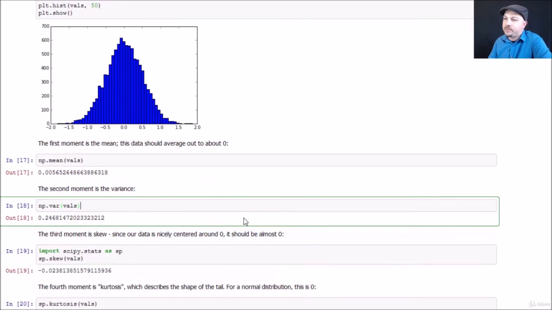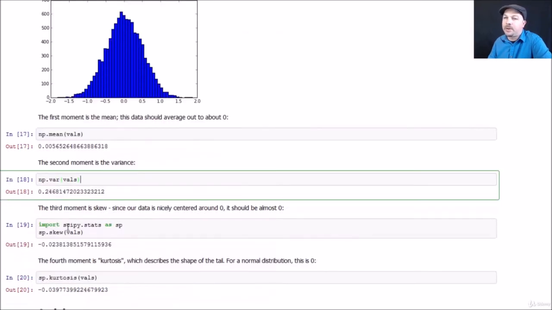Third moment is skew. And to do that, we're going to need to use the SciPy package instead of NumPy, but that again is built into any scientific computing package like Enthought Canopy or Anaconda. Import scipy.stats as sp, and then we can just say sp.skew on vals, and that will give us the skew value. Since this is centered around zero, it should be almost a zero skew. It turns out from random variation it does skew a little bit left, and that does jive with the shape that we're seeing here. It looks like we did pull it a little bit negative.